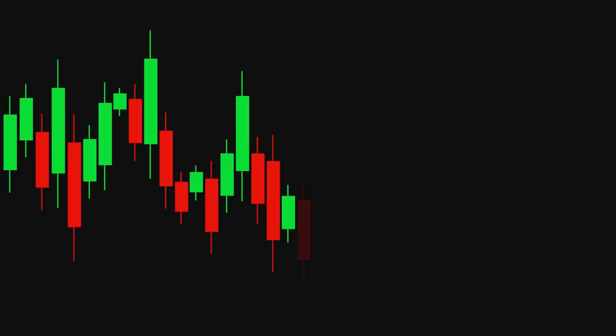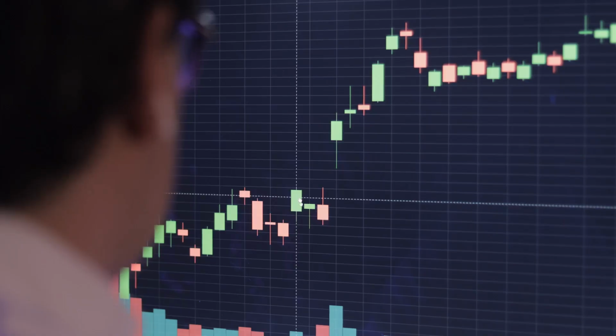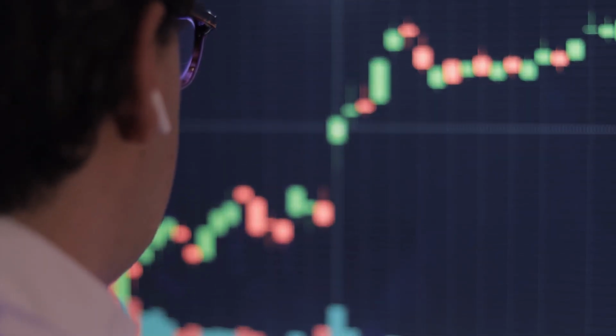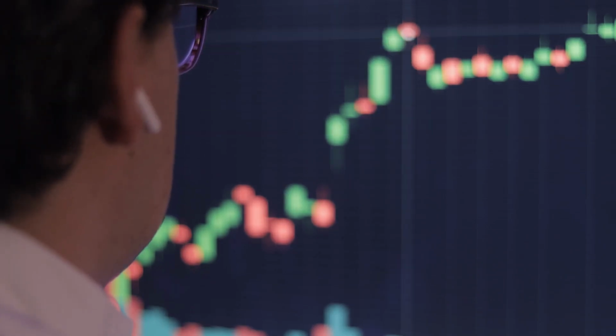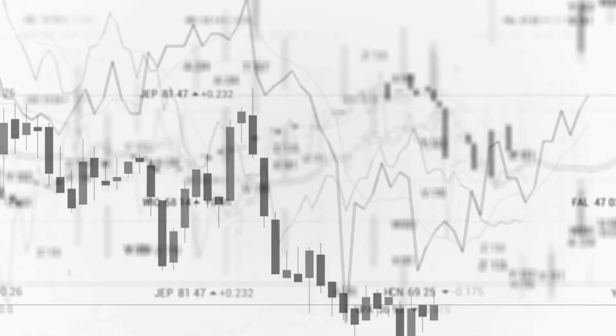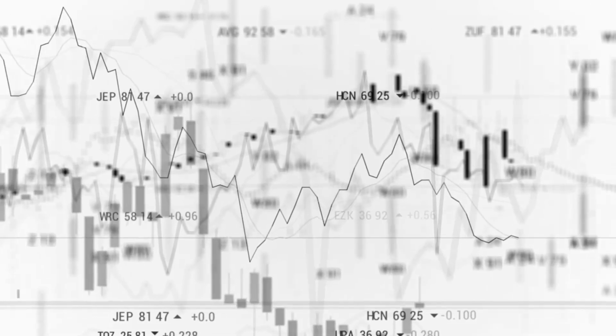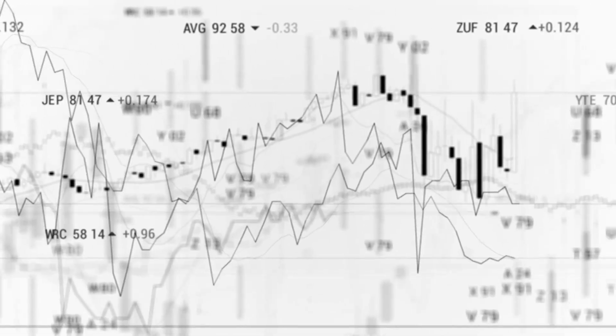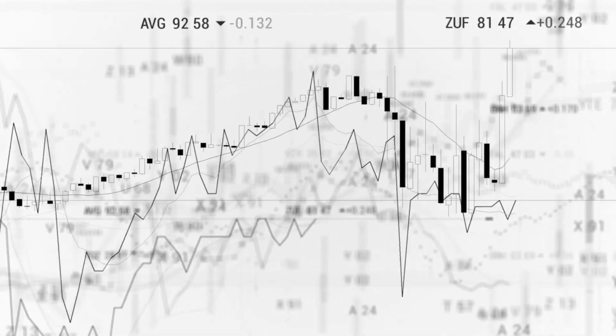The size matters too. A long green candle means buyers dominated. A long red candle means sellers took over. The longer the candle, the stronger the conviction behind the move. Short candles, regardless of color, indicate indecision or a pause in the trend. This often happens before a big move, as traders wait for new information.